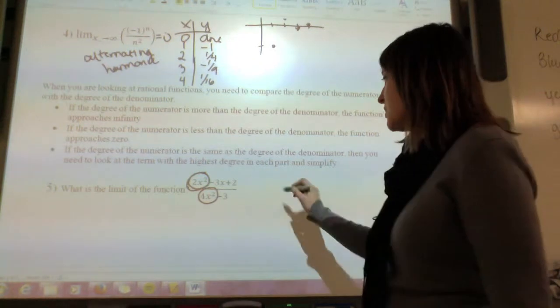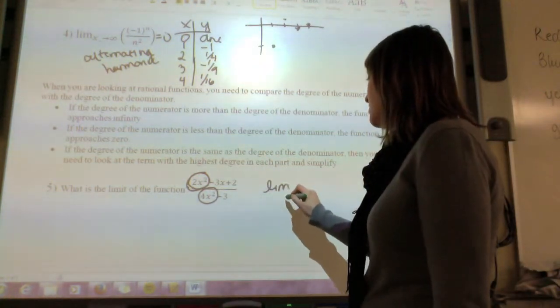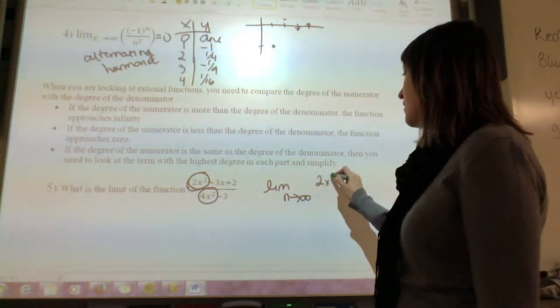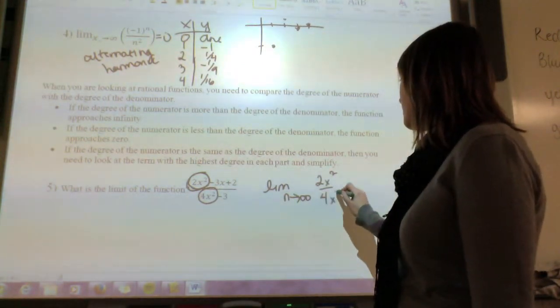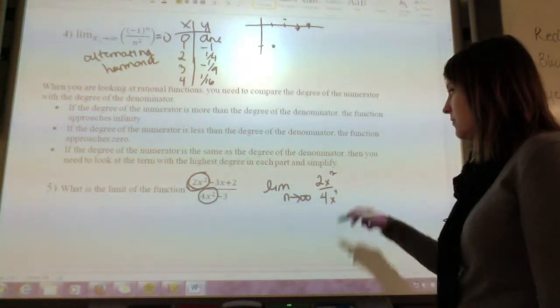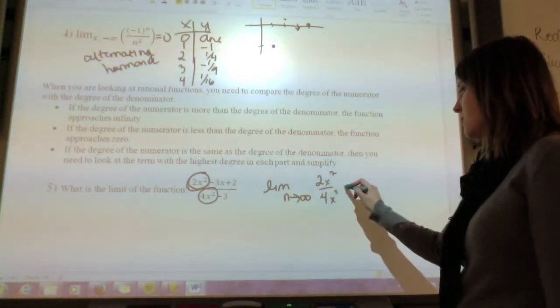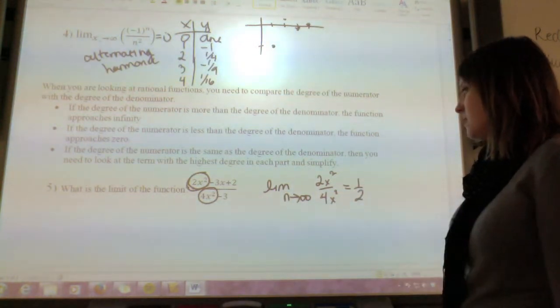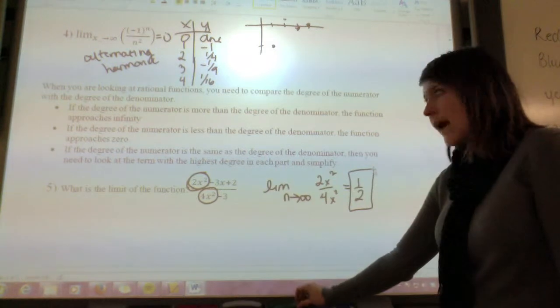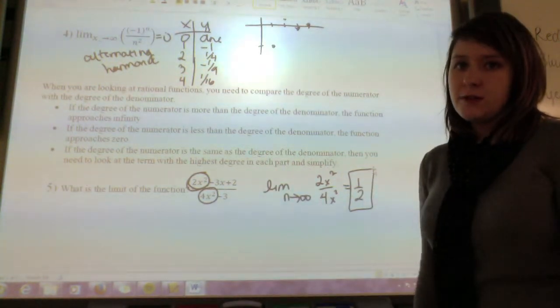So I can rewrite this problem as the limit as n approaches infinity of 2x squared over 4x squared. Well, I can just simplify this. If I do 2x squared divided by 4x squared, that's the same thing as 1/2. So this function just approaches 1/2 as your n values increase.